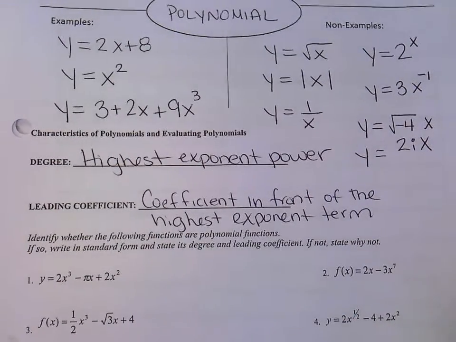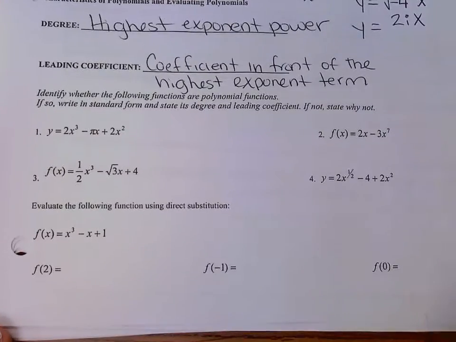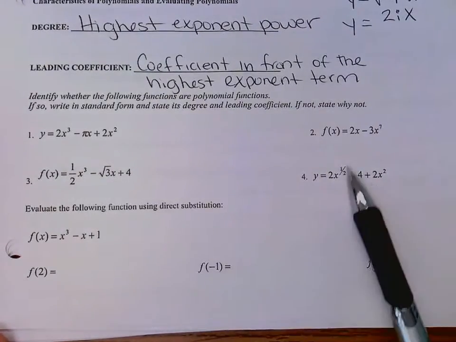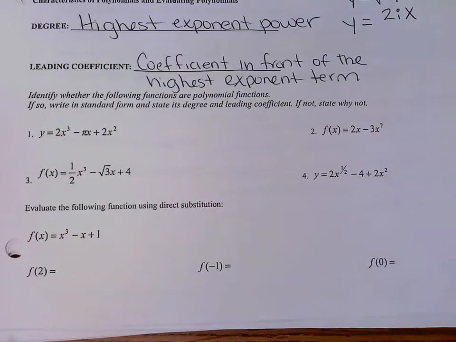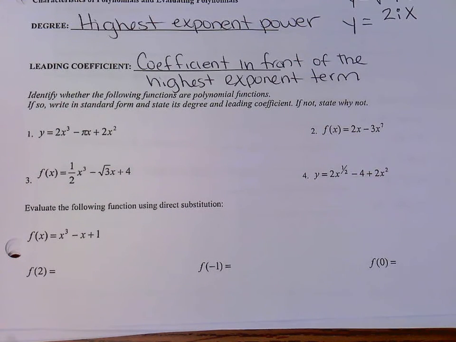All right, so I'd like you to take a minute, look at these 4 examples, and decide if those are a polynomial function, yes or no. It's okay to be wrong, just write down your guess. Is it a polynomial function? Does it have a real coefficient? Does it have a whole exponent? If not, circle what's wrong. And then if it is, write it in standard form and state the degree and leading coefficient. There's only one of these that is actually a no.